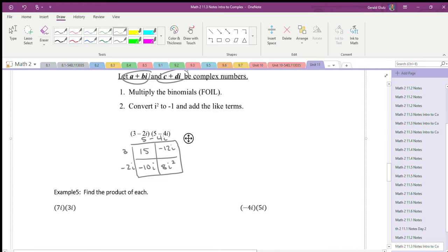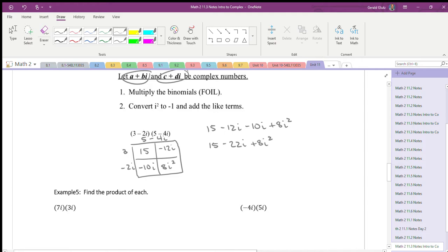So now I'm going to combine all these like terms. So I'm going to add them all together. So 15 minus 12i minus 10i plus 8i squared. Combine like terms. Negative 12 minus 10 is negative 22. So negative 22i plus 8i squared.